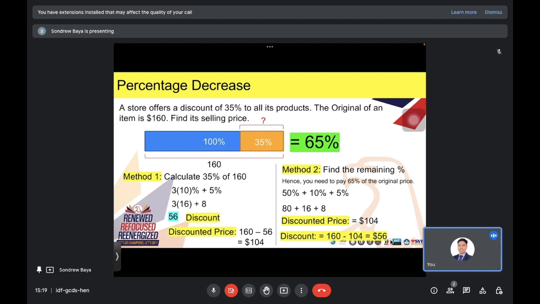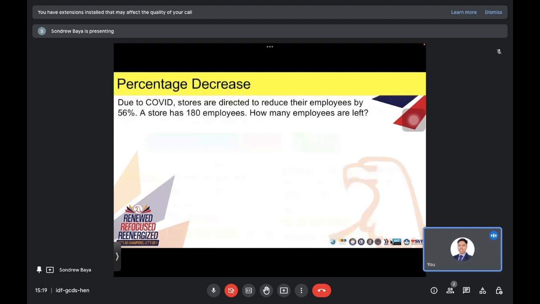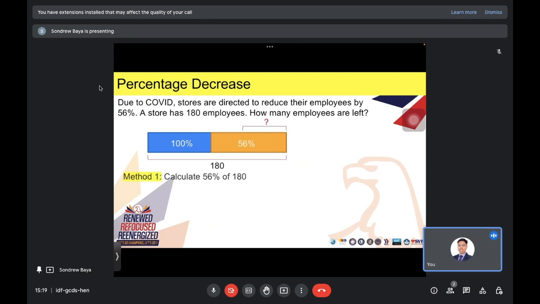Let's try to have another example. This will be the last example. Pause and read the situation and try to understand this one. Okay, again, we can take a look at it as 100%, which is equivalent to 180. And it is being said that the number of employees should be reduced by 56%. So this is the amount that will be taken away from the original 100%. So method 1 is to calculate what 56% of 180 is.